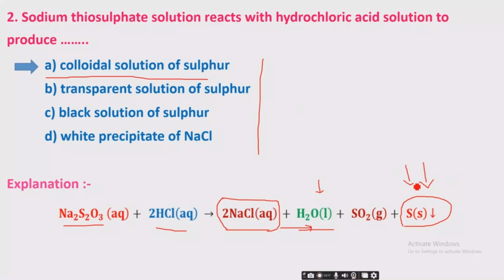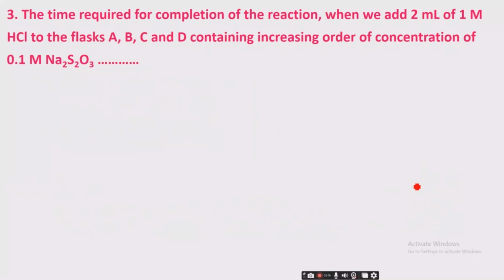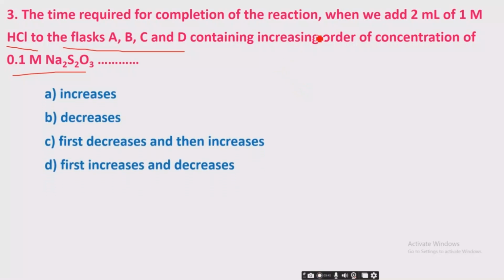So next, the time required for completion of the reaction when we add 2 ml of 1 molar HCl to the flasks A, B, C and D containing increasing order of concentration of 0.1 molar sodium thiosulfate, and these are the options for this question. So the correct option is option B, that is decreases.